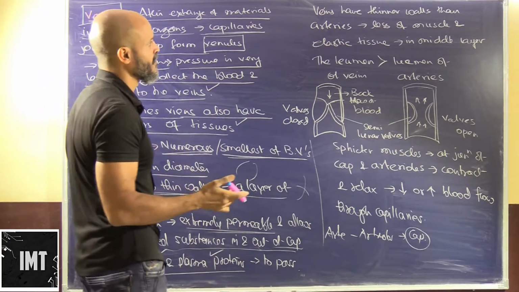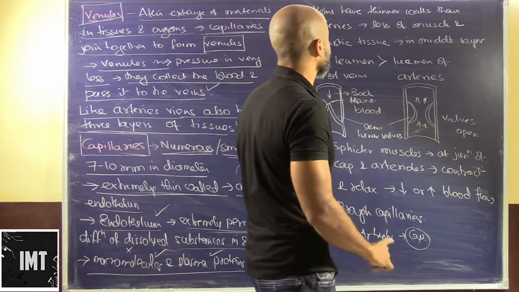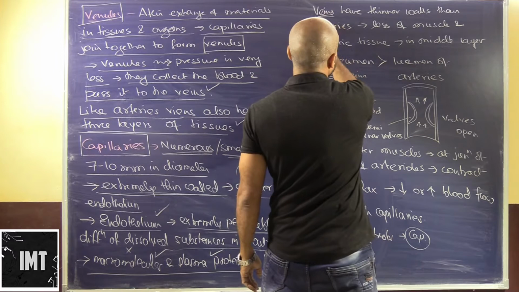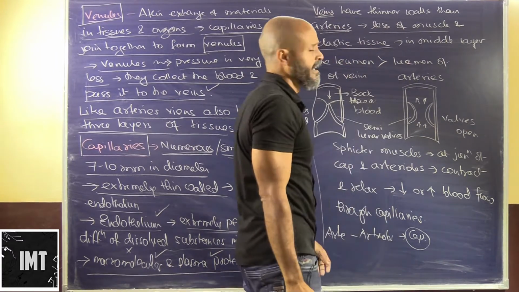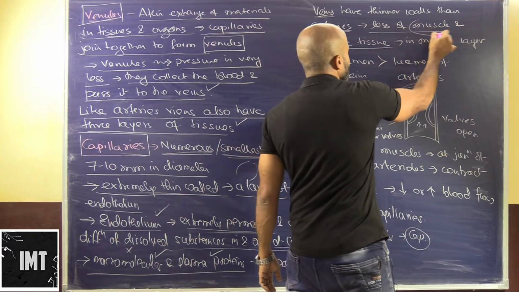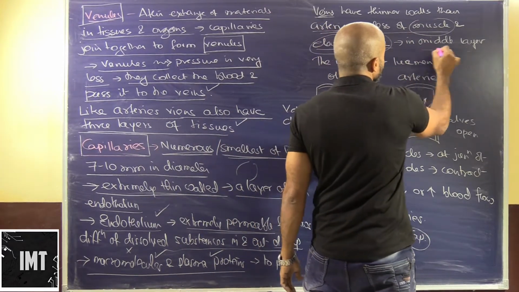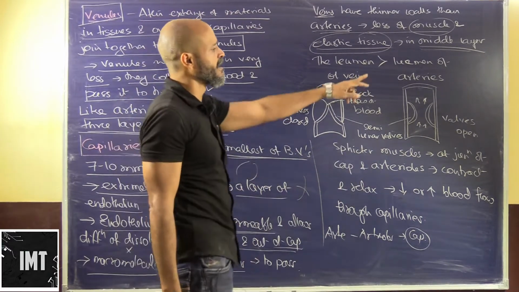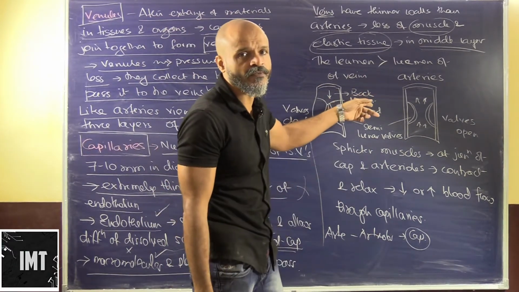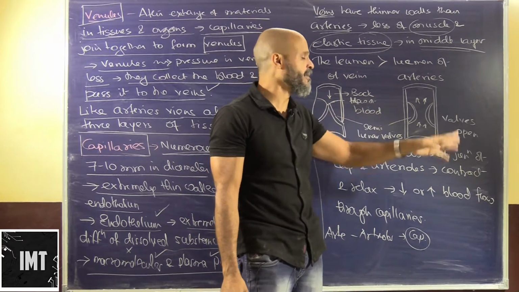Like arteries, veins also have 3 layers of tissues. Veins have thinner walls than arteries, with less muscle and less elastic tissue in the middle layer. The lumen of the veins is greater than the lumen of the arteries. So the lumen of the veins will always be greater than the lumen of the arteries.